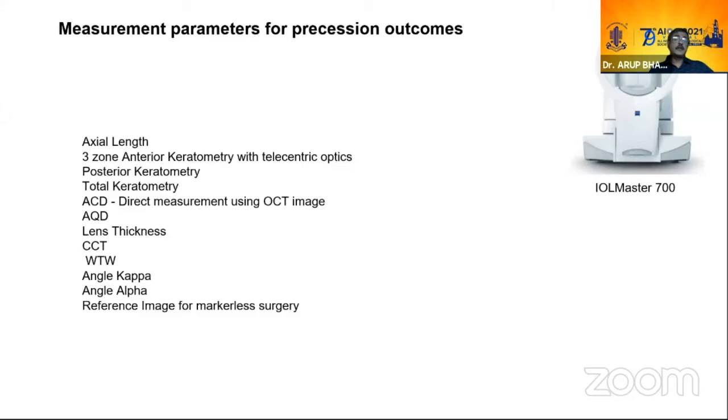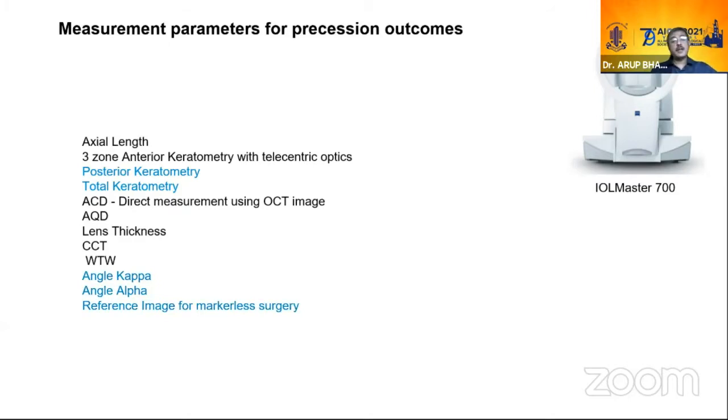It measures axial length. It measures 3-zone anterior keratometry with telecentric optics, posterior keratometry, total keratometry, ACD, aqueous depth, lens thickness, CCT, white-to-white, angle kappa, angle alpha, and reference image work. This is much more than what your standard optical biometry gives. And what is absolutely new is posterior keratometry and total keratometry, which is not available so far in any other swept-source biometry machine.